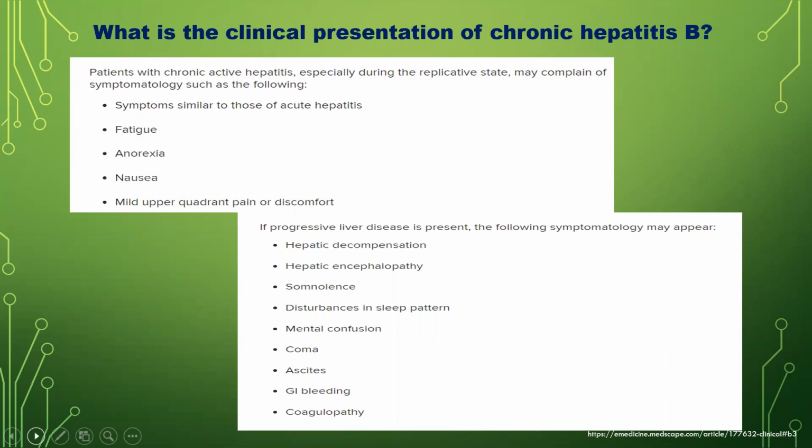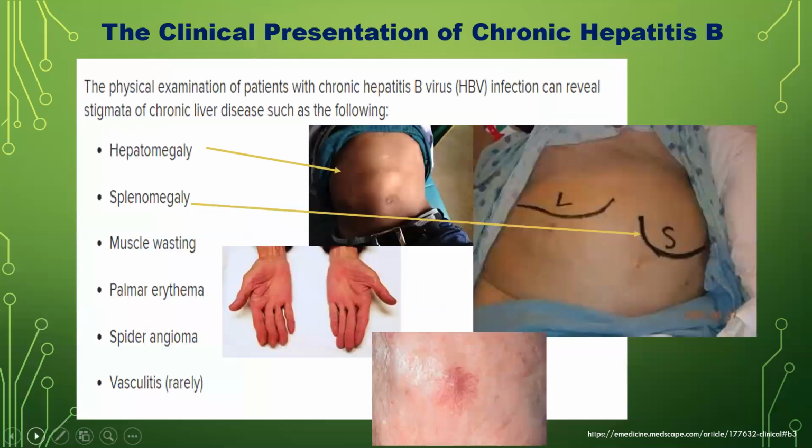If progressive liver disease is present, the following symptoms may appear, such as hepatic decompensation, encephalopathy, somnolence, disturbance in sleep pattern, mental confusion, coma, ascites, GI bleeding, and coagulopathy.